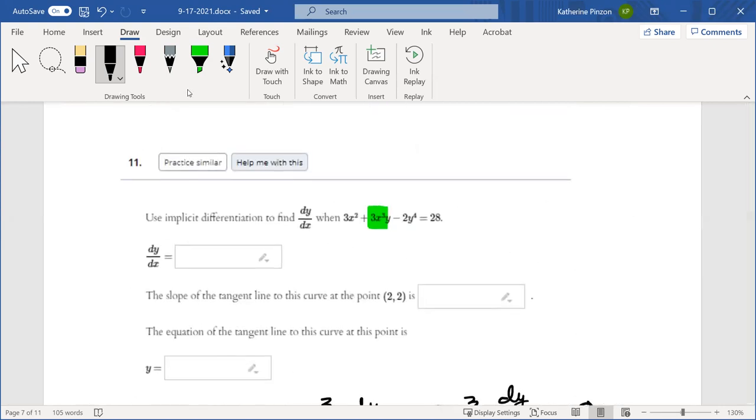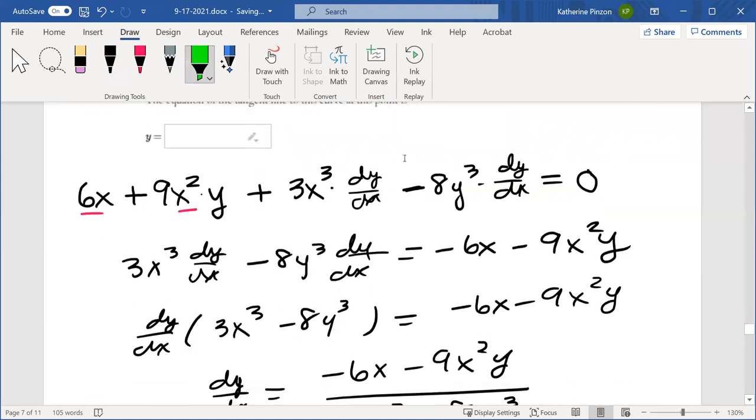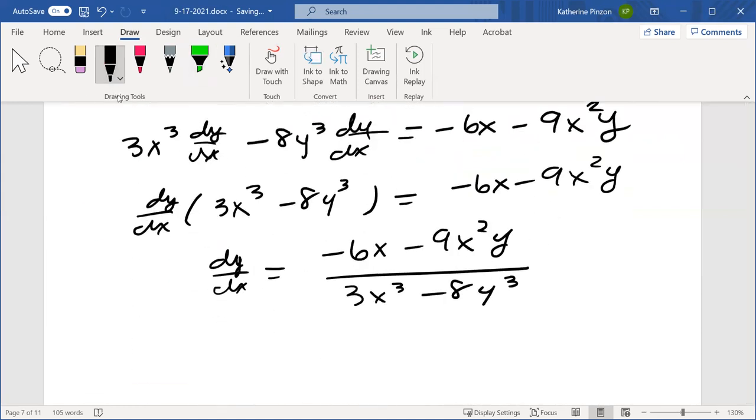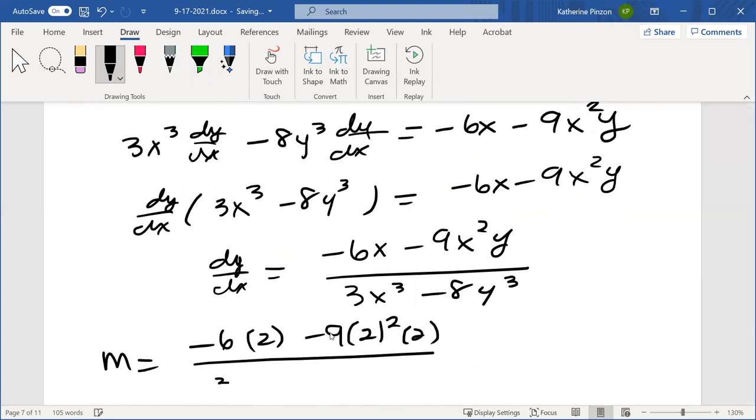Part 2 would be the slope of the tangent line. To find the slope, you just plug 2 in for x and 2 in for y. So m is negative 6 times 2 minus 9 times 2 squared times 2 over 3 times 2 cubed minus 8 times 2 cubed. Now I'm gonna have to think hard. Negative 12. Let's see, I'm gonna do the bottom one first. Negative 40.